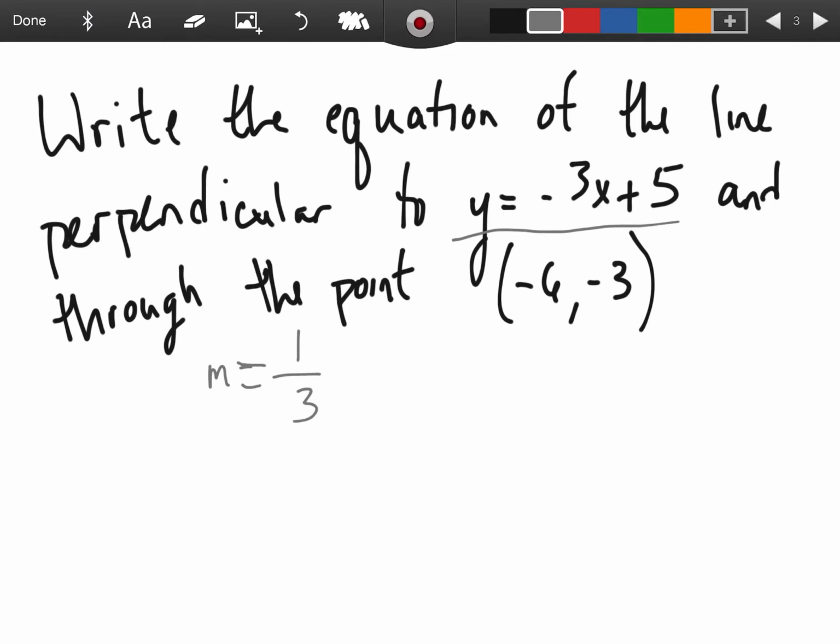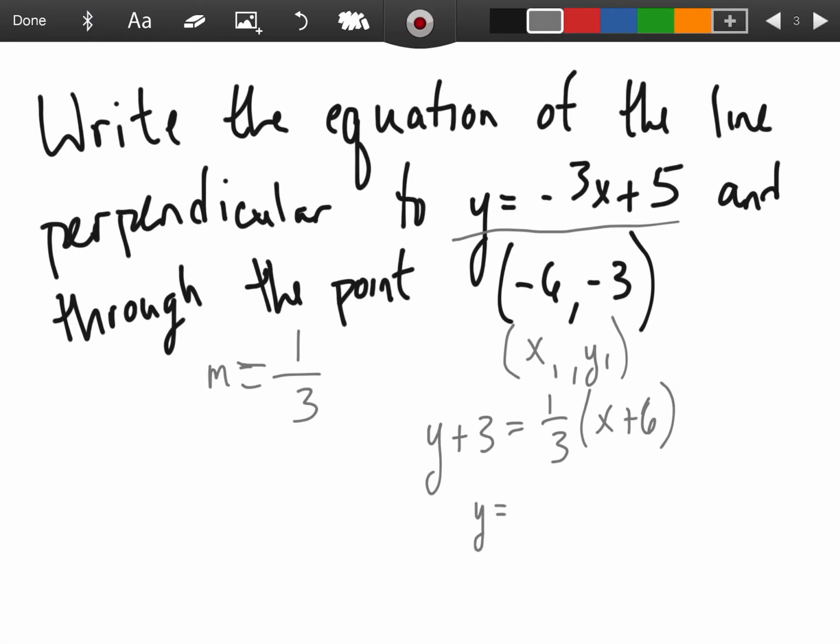Now here we are just given another point. Let's use point-slope form. So let's call this the point x1 comma y1, and then we'll just plug in. So y minus y1, so y plus 3 equals 1/3 times x minus x1. So x minus negative 6 is x plus 6. And then if we want to solve this for y, we could subtract 3 over to the other side. So y equals 1/3 x plus 6 minus 3.